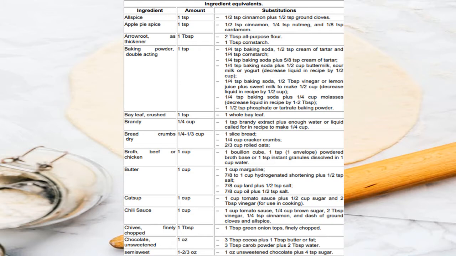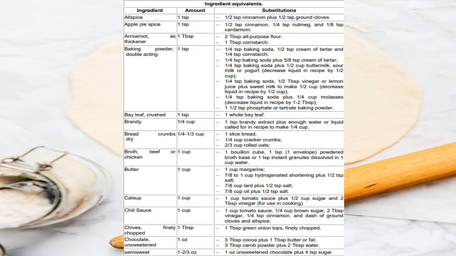For ketchup, 1 cup, we can replace it with 1 cup tomato sauce plus 1/2 cup sugar and 2 tablespoons vinegar for use in cooking. Chili sauce, 1 cup: 1 cup tomato sauce, 1/4 cup brown sugar, 2 tablespoons vinegar, 1/4 tablespoon cinnamon, and a dash of ground cloves and allspice. Chives, finely chopped, 1 tablespoon: we can replace that with 1 tablespoon green onion tops, finely chopped.